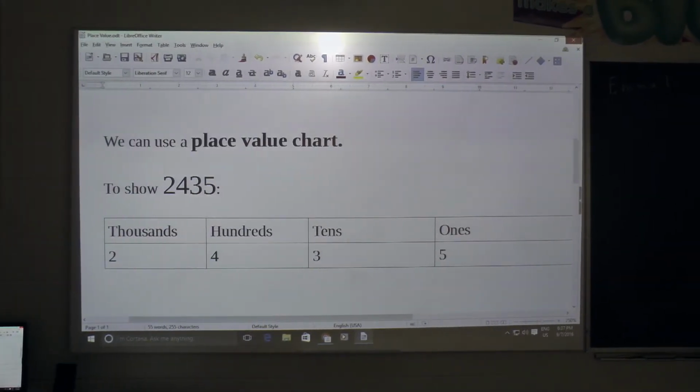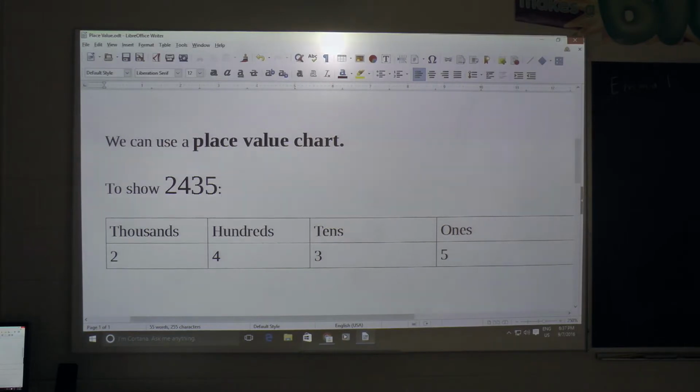A second way to show a number is by mapping it on a place value chart. 2,435, we have 5 ones, 3 tens, 4 in the hundreds column, and 2 in the thousands column.